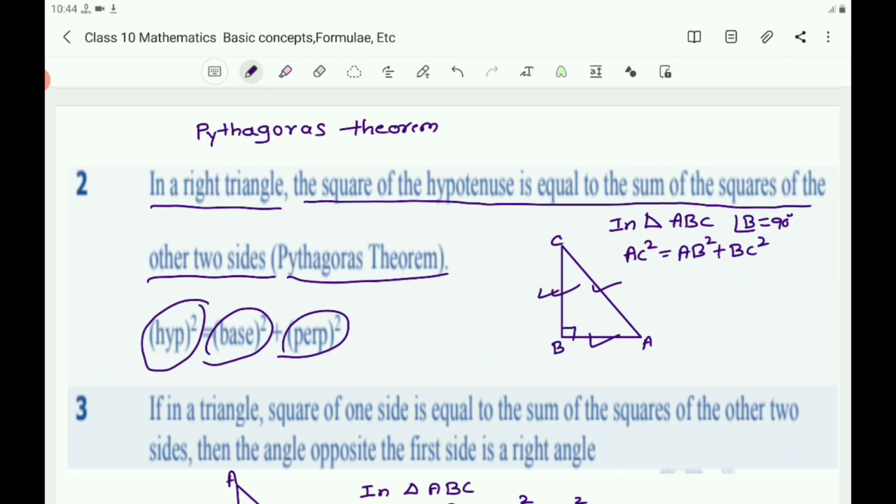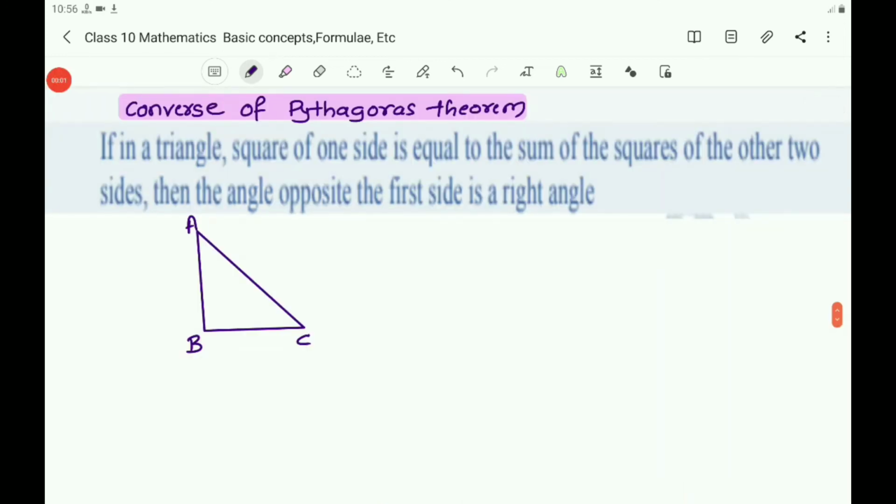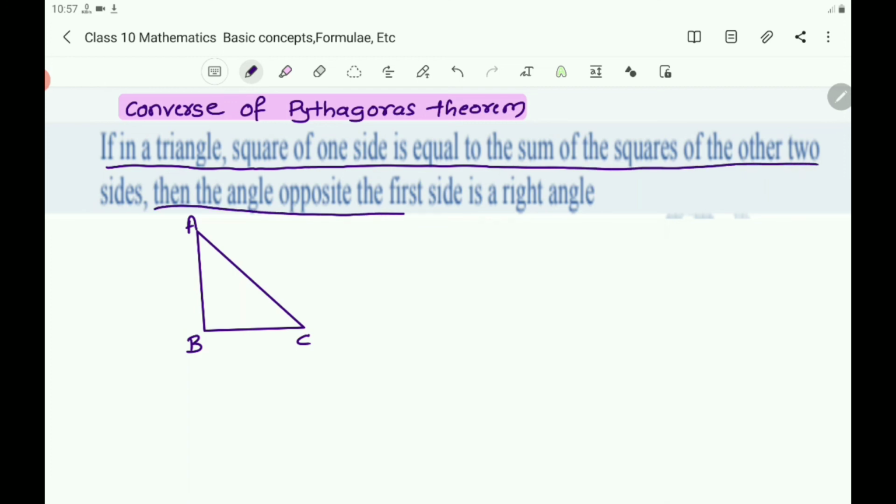And there may be multiple choice questions to recognize the Pythagoras theorem. Four options will be given and you may try to recognize the Pythagoras theorem with this basic knowledge. Now let us take the converse of the Pythagoras theorem. What is the converse of the Pythagoras theorem? In a triangle, if the square of one side is equal to the sum of the squares of the other two sides, then the angle opposite to the first side is a right angle, or those two sides contain a right angle.